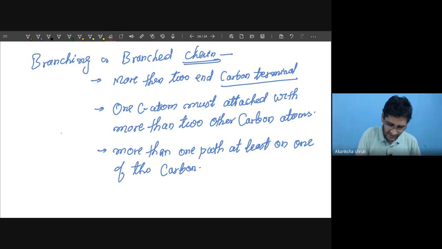Student, now a straight chain and a branched chain we have understood. Now coming to the ring. What do we mean by ring?